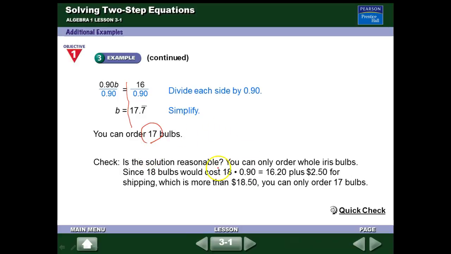Now, is this reasonable? Can you only order whole iris bulbs? Well, yes, that's true. Since 18 bulbs would cost $16.20, along with your $2.50 for shipping, that's over the $18.50. So you can't buy 18, you can only buy 17. So that does make sense.